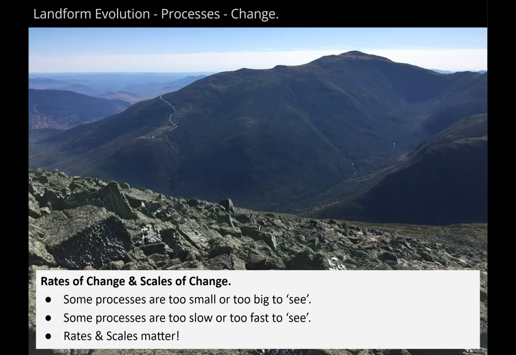The bigger issue is actually scale. Some processes are just too slow or too fast. In fact, most geographic processes are too slow to see, because a process of change, let's say weathering or erosion, takes tens of thousands, hundreds of thousands, millions of years before anything actually happens that you could see, quote unquote. So rates and scales really matter when you think about landform development.